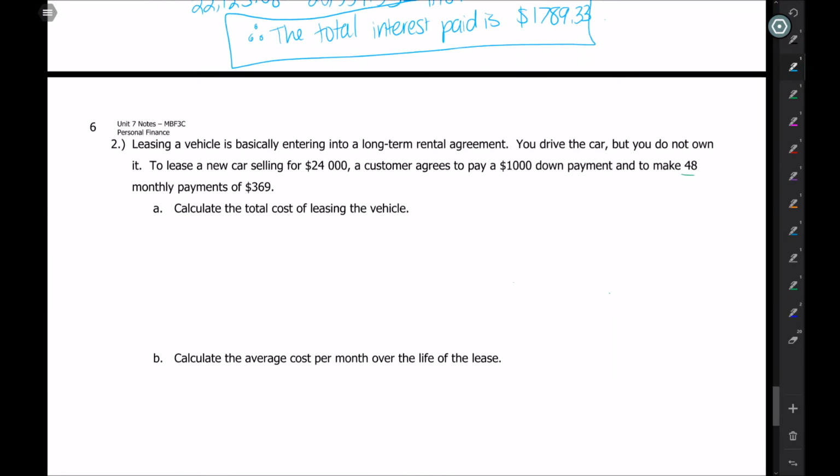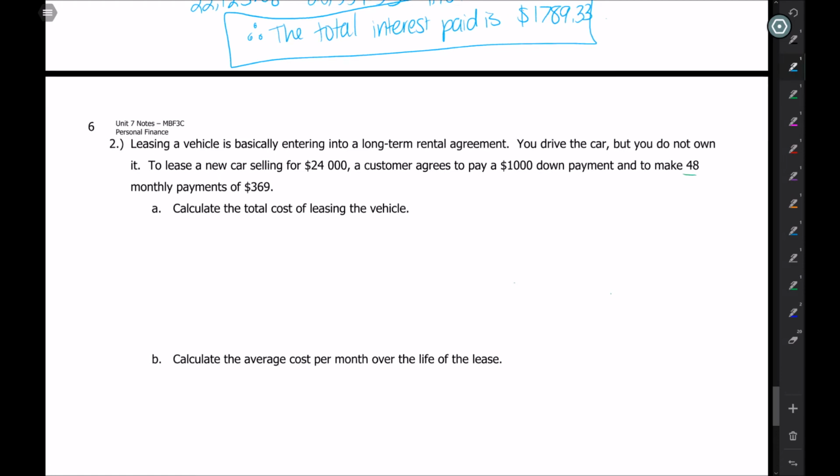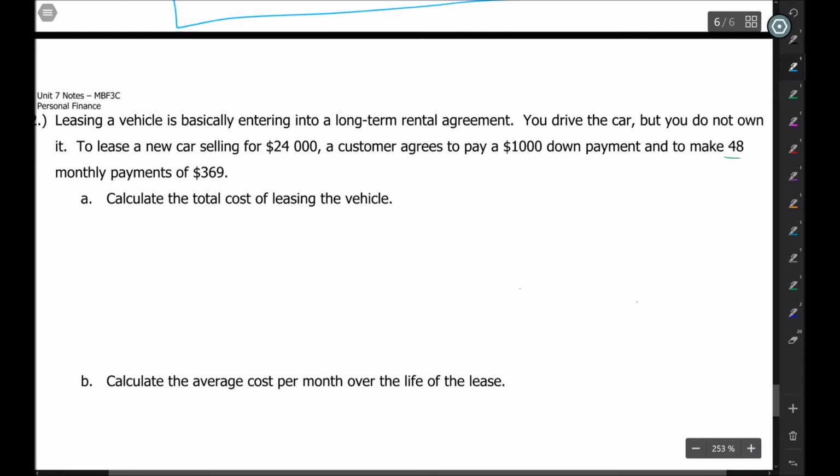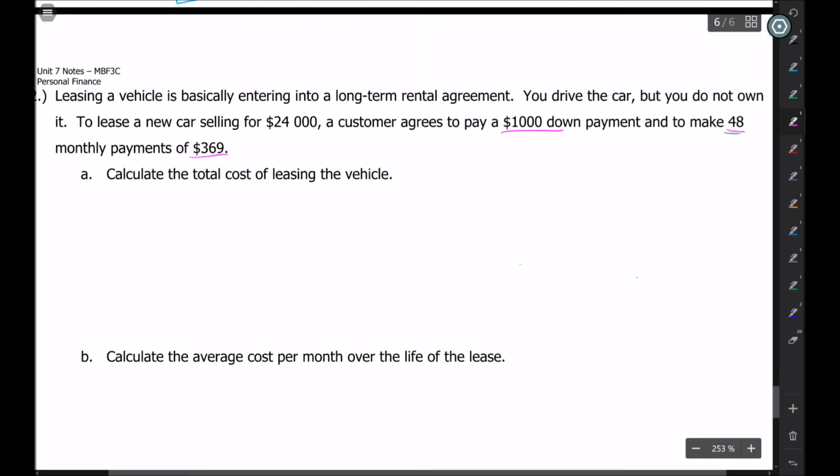Number 2 says leasing a vehicle is basically entering into a long-term rental agreement. You drive the car, but you do not own it. To lease a new car selling for $24,000, a customer agrees to pay a $1,000 down payment and to make 48 monthly payments of $369. So we want to figure out the total cost of leasing the vehicle.